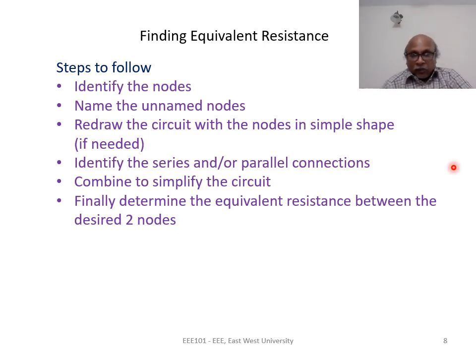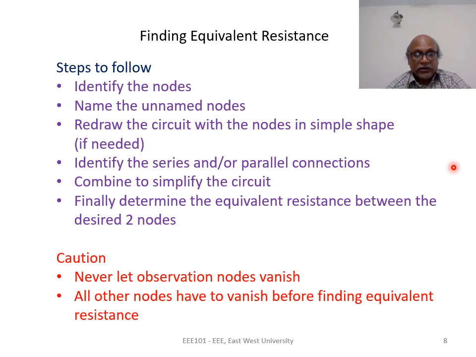In finding the equivalent resistance, we should remember two points. First, we will never let any of the observation nodes vanish, and all other nodes except for the observation nodes need to vanish before we can finally determine the equivalent resistance. That's all in this part A of the lecture on finding equivalent resistance.